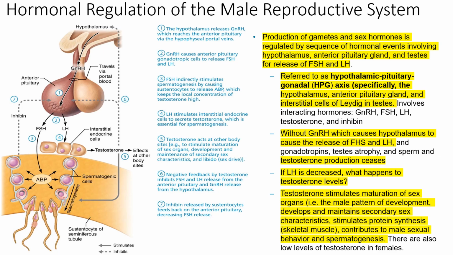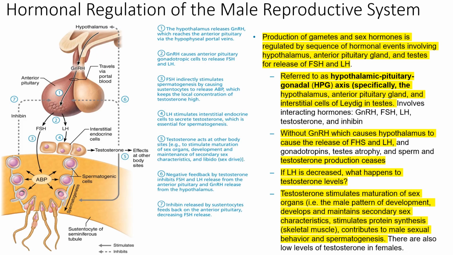Now, luteinizing hormone will bind to the interstitial cells of Leydig, and that will cause them to secrete testosterone and actually a tiny little bit of estrogen. And those locally rising levels of testosterone are going to trigger spermatogenesis. So with testosterone, not only does it trigger spermatogenesis, it also stimulates the maturation of sex organs and the development and maintenance of secondary sex characteristics, including libido, which is the sex drive.